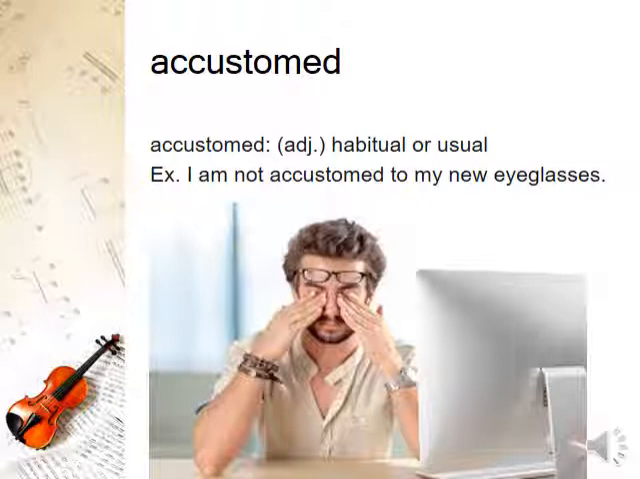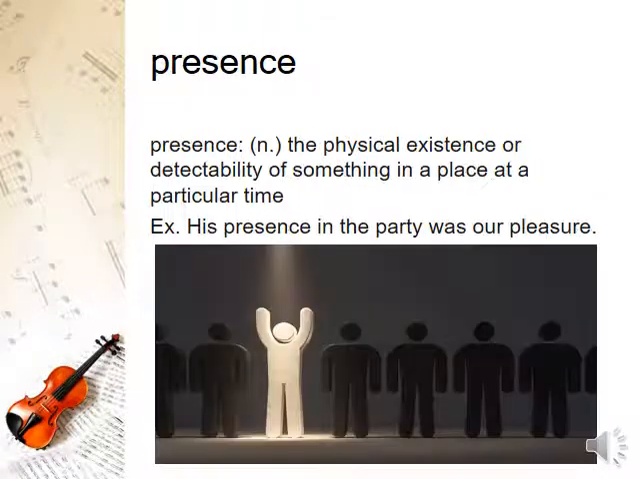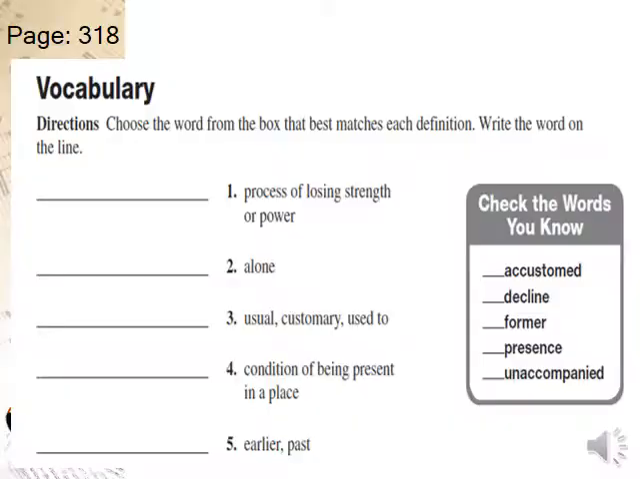Accustomed. Accustomed is an adjective and it means habitual or usual. The example is I am not accustomed to my new eyeglasses yet. So it takes time to get used to. Accustomed means used to. And presence. Presence is a noun and it means the physical existence. Or detectability of something in a place at a particular time. And the example is his presence in the party was our pleasure, means that because he was there in the party we were pleased.